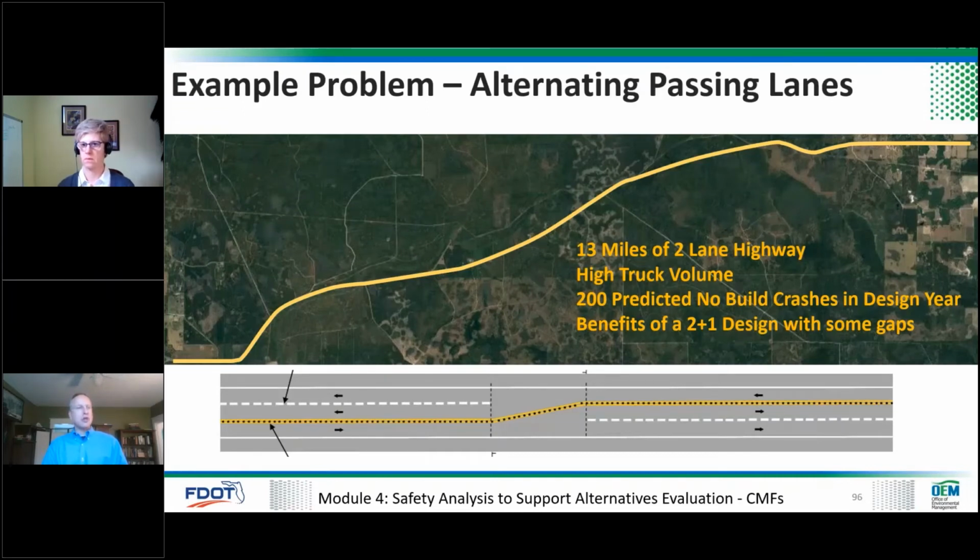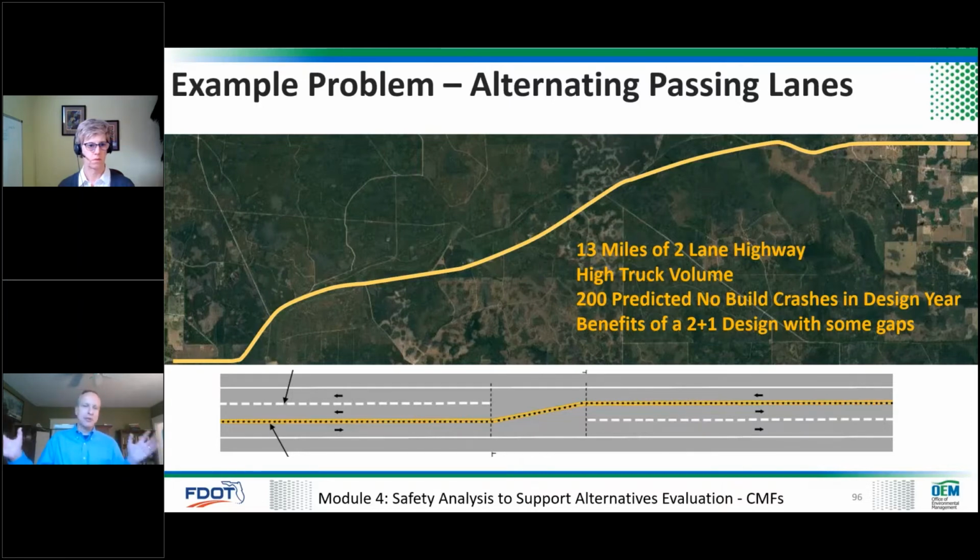So the next example is alternating passing lanes. We've got 13 miles of two-lane highway with a high truck volume, and we have 200 predicted no-build crashes in the design year. So the prediction has been done, and it's 200 for the no-build, and you're considering a 2+1 design with some gaps over the 13 miles.